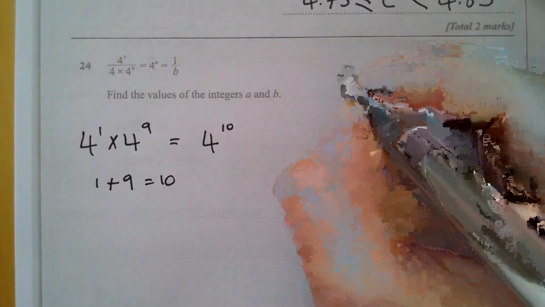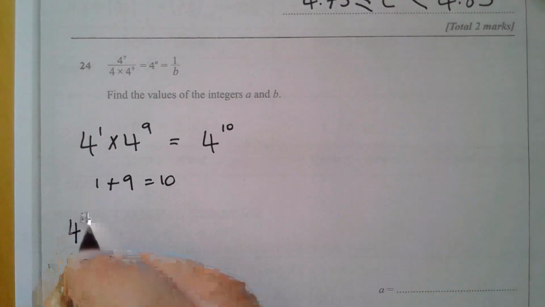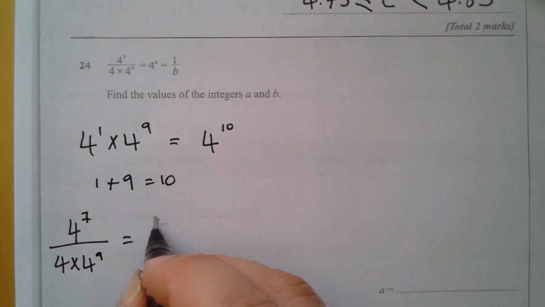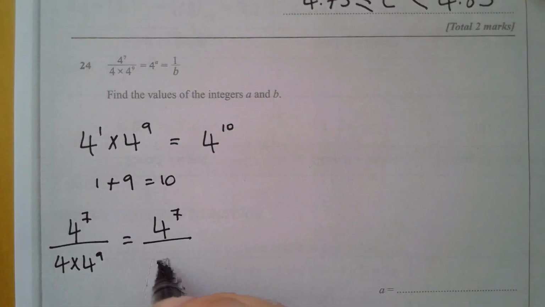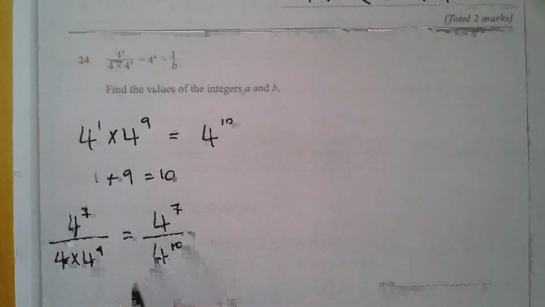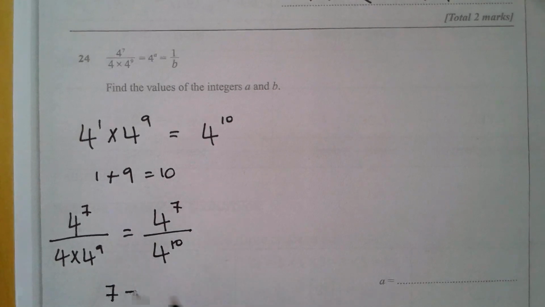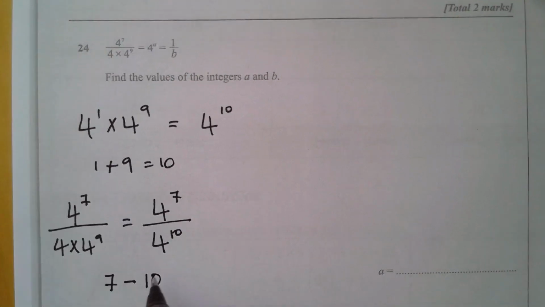the indices together. So this here, 4 to the 7 divided by 4 to the 4 times 4 to the 9 can actually now be written as 4 to the 7 divided by 4 to the 10. What are we doing when we're dividing indices? Well, we take the top number and we subtract the bottom number. Please don't do it the other way around.